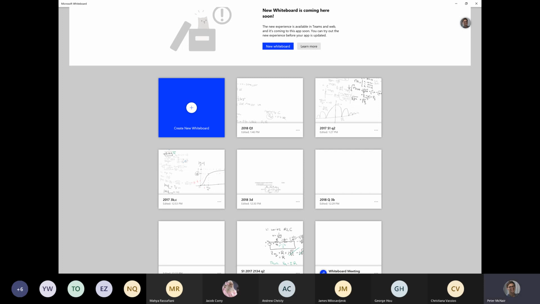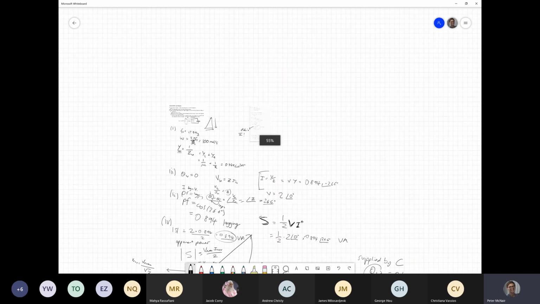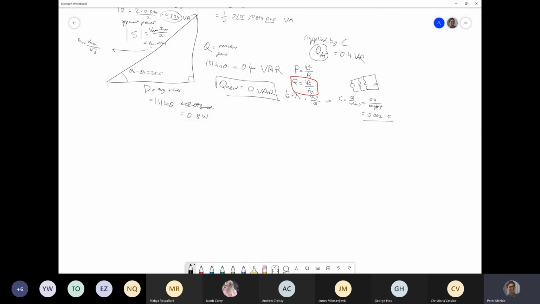How do you find Q new if the power factor isn't 1? Okay, yeah, good question. So I did miss something. So here I've said Q new is equal to 0. I should have drawn the new triangle.